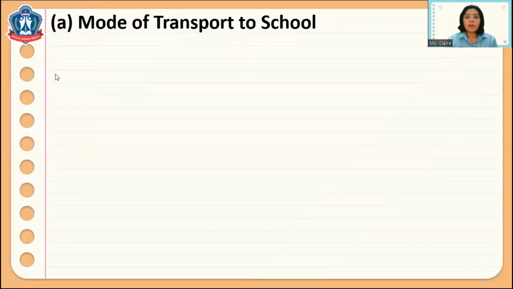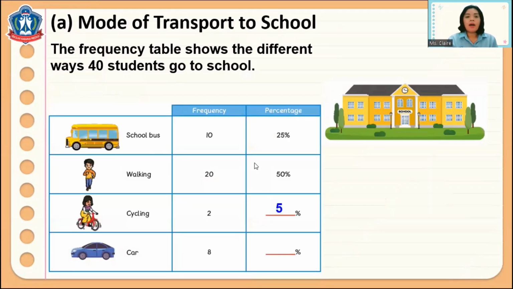We have the mode of transport to school. There are 40 students. This is the frequency table. It shows the different ways these 40 children go to school.